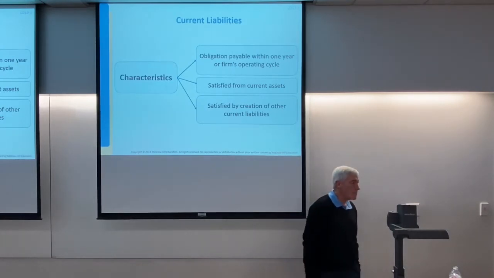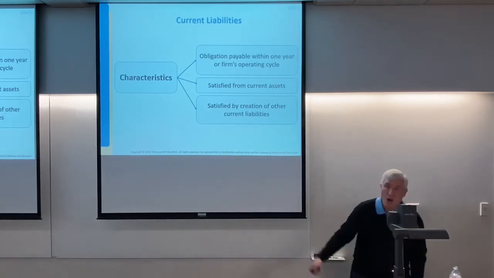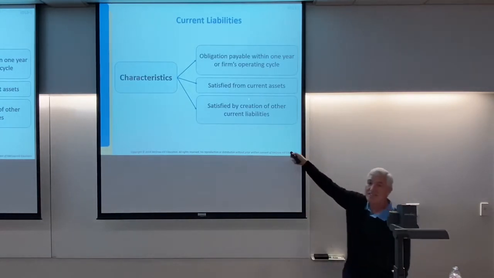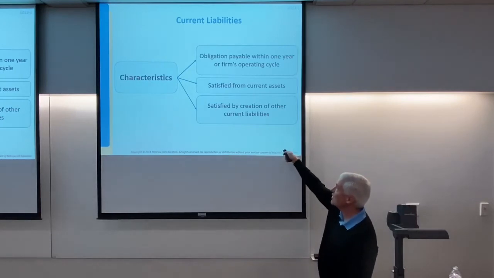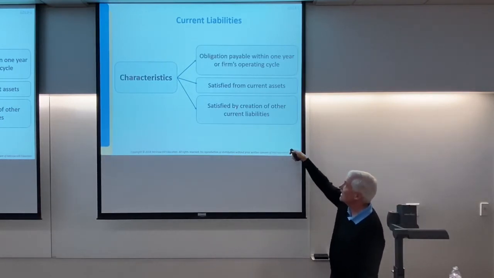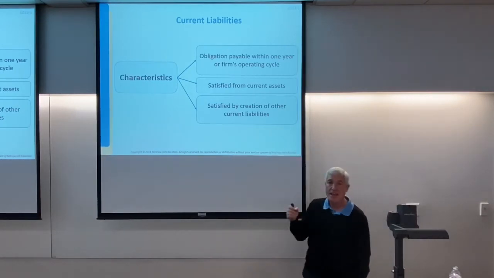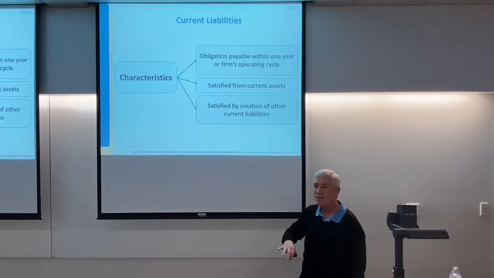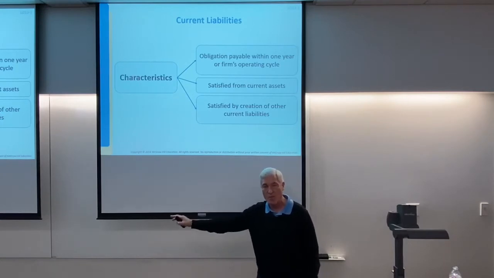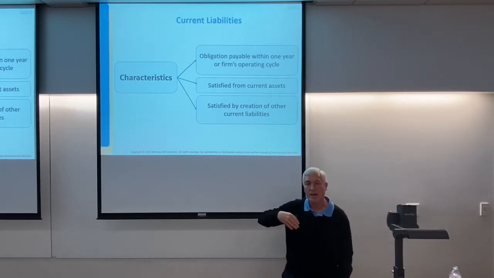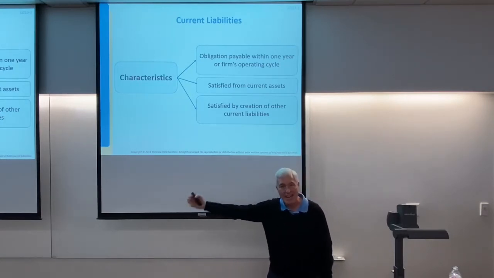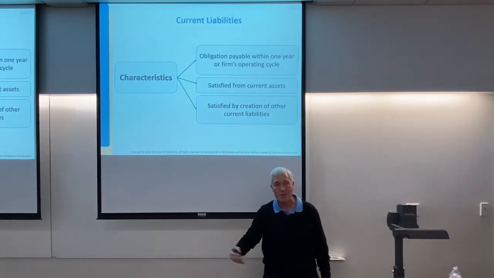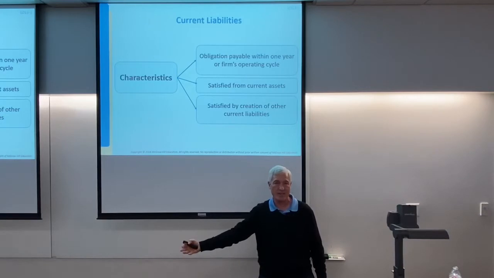So there are obligations to pay within 1 year, satisfied from current assets like cash, or satisfied by the creation of other liabilities. We'll look at that later. But the key point of this slide is that current liabilities, as opposed to long-term liabilities, are things where we're going to have to pay cash, provide a service, whatever, to fulfill the obligation over the next 12 months.